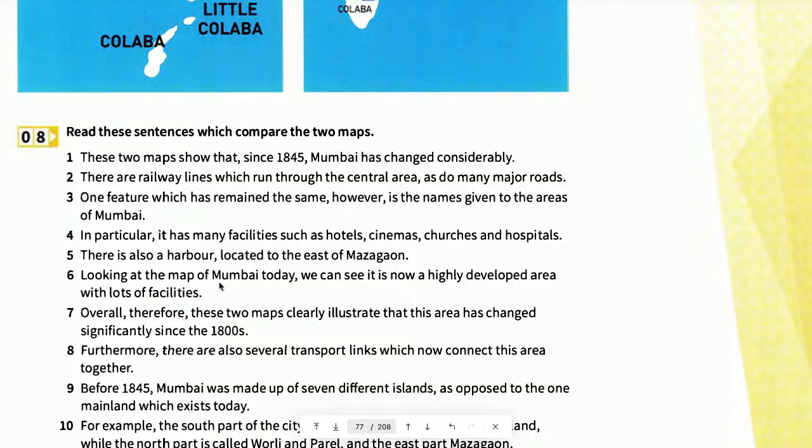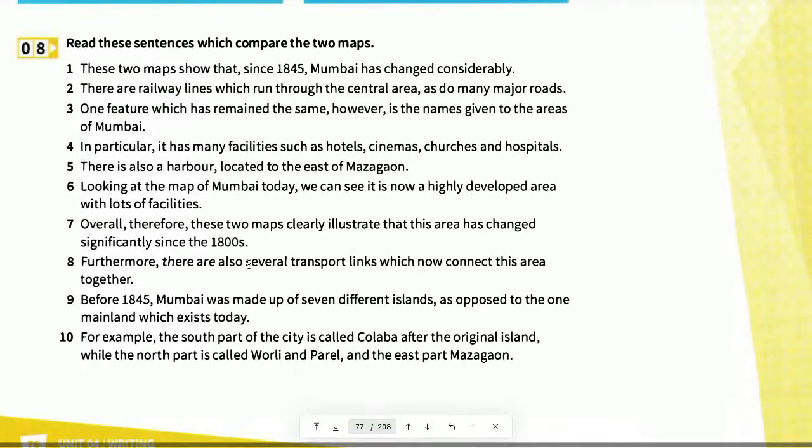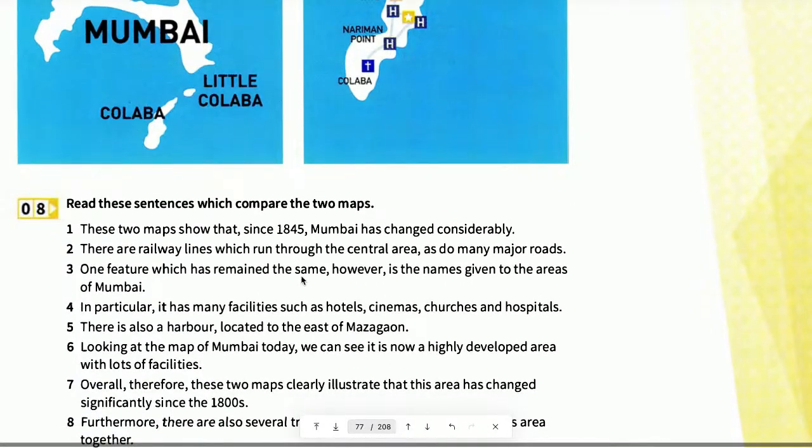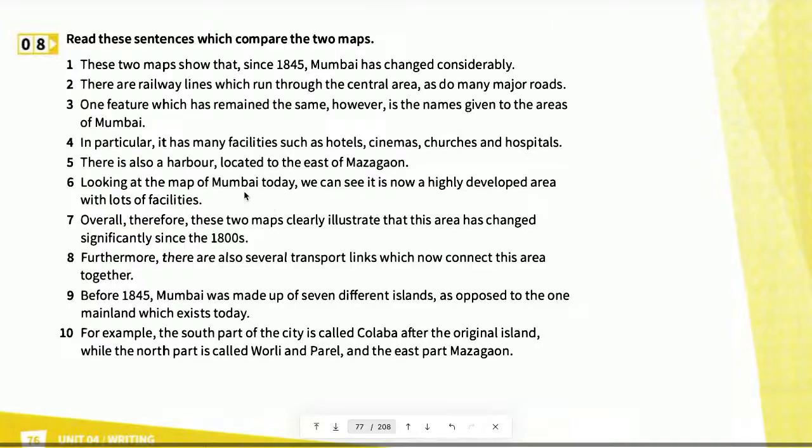Now stop, read number 6. Looking at the map of Mumbai today, we can see it is now a highly developed area with lots of facilities. Looking at the map of Mumbai today, that is the map on the right side. We can see it is now a highly developed area with lots of facilities. Well, actually, we already see that in number 4, right? Some facilities there: hotels, cinemas, churches, and hospitals. We can see them all there. Okay. Nothing here to explain.